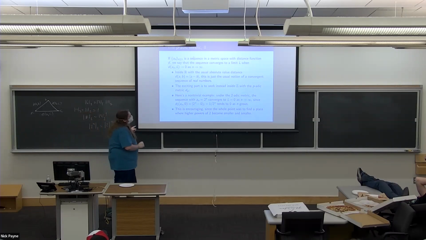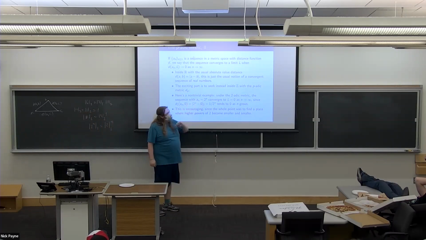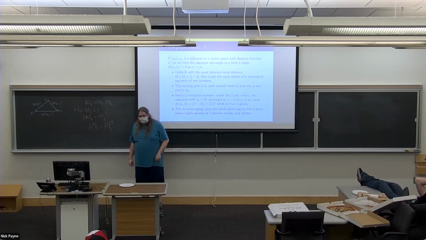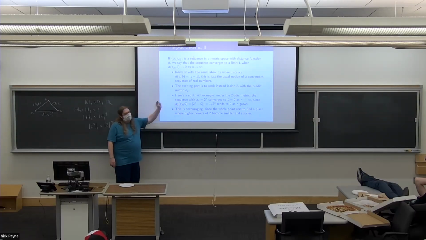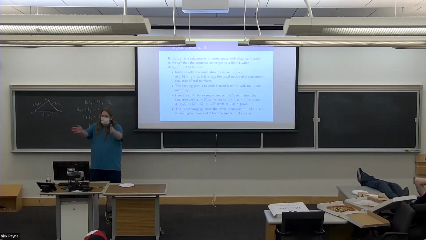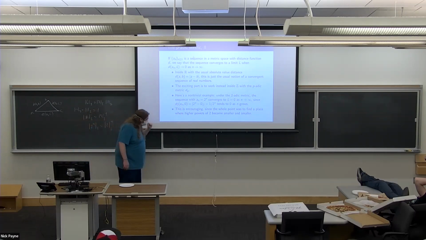I claim that under the 2-adic metric, if I take a_n to be 2 to the n, that converges to 0. Which is like, okay, if I take bigger powers of 2, they converge to 0? Well, no, they don't. See, this is the difference. This is the 2-adic metric. The powers of 2 get small, so it makes sense to say that if they're getting really small, they should be converging to 0. But this follows just by doing this calculation with the distance metric.